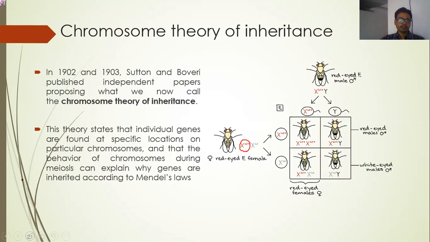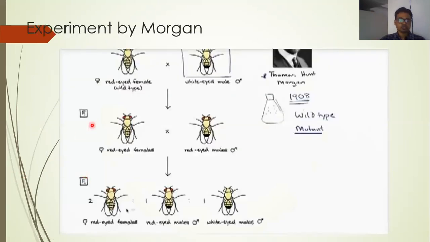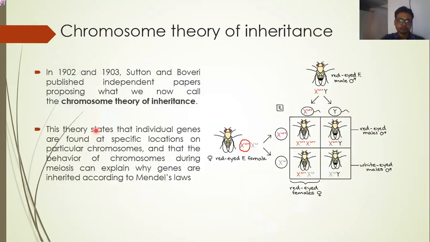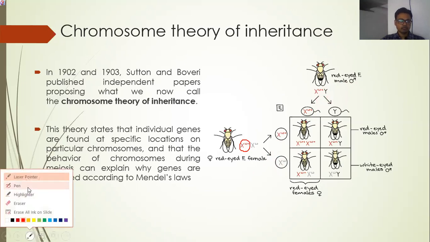So at the beginning, when he crossed the red eye female with the white eye male, the F1 generations are all red eye, that is, females are red eye and males are red eye. After that, if we see this F1 crossing, the red eye female is XW plus and XW, and the white eye male is XW and Y.